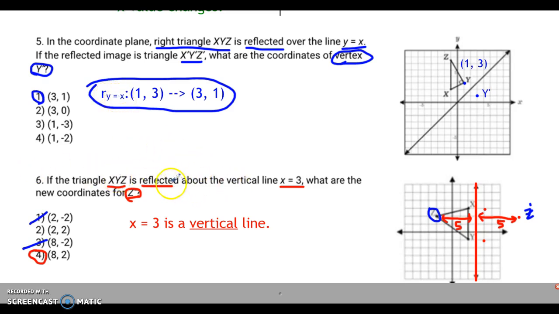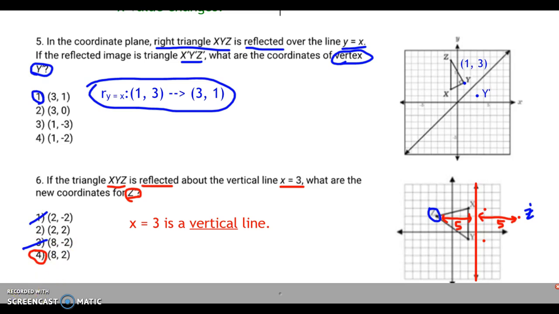And for number 6, it tells us that we're reflected across the vertical line x is equal to 3, which we drew in here. What are the new coordinates for z? You know that z is 5 units away from this line of reflection. So we figured out that z prime was 5 units to the right of that line of reflection. We counted it out. We know that it's the same y value, so the y value is going to be 2. It's the same distance above that y-axis. And 5 away from 3 is going to be 8.